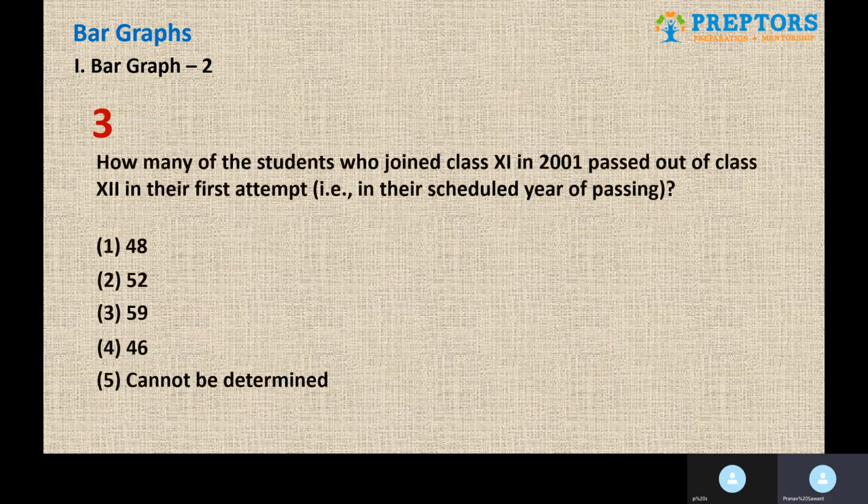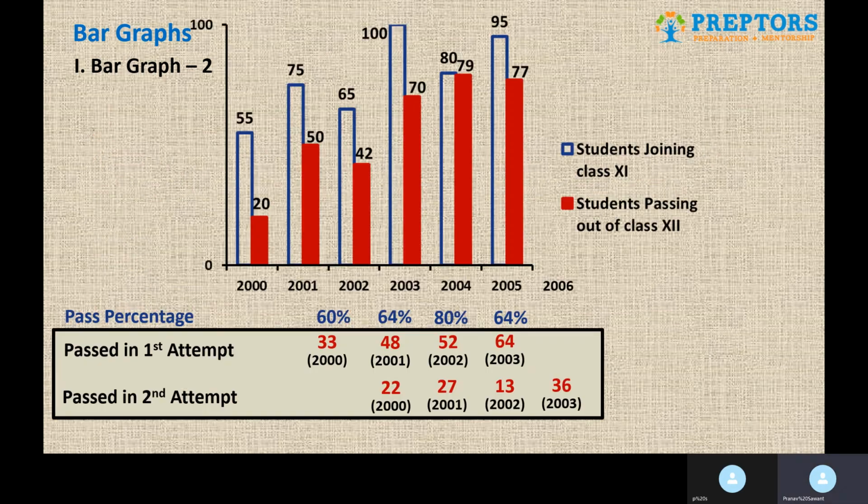Moving to next. How many of the students who joined class 11 in 2001 passed out of class 12 in their first attempt in their scheduled year of passing? This is also pretty easy. So we know this. It's 48. Hence 48 is the answer.